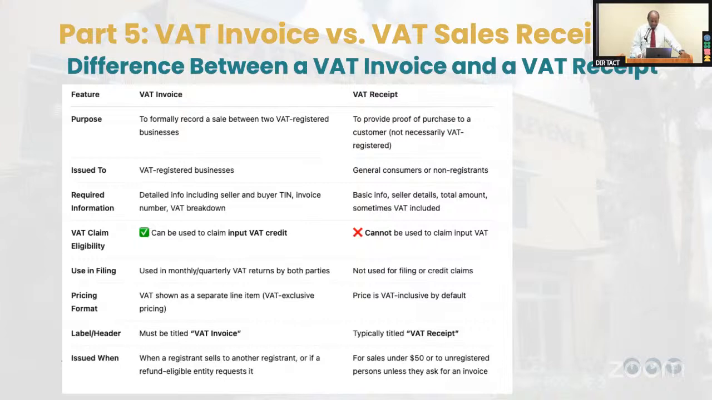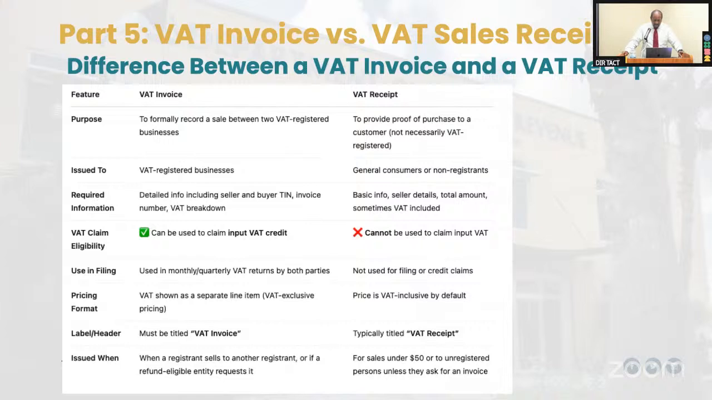In addition to that, the basic information for the seller details may not be included for the buyer, but the seller details need to be there, the total amount, and sometimes the VAT included. The VAT claim can be eligible for a VAT invoice. You cannot use a VAT receipt for a claim. The VAT invoice is also used in the monthly and the quarterly filings. When you're doing your VAT filing, you cannot include any VAT receipt as a part of your VAT filing. That does not count towards your VAT inputs and your VAT outputs at the end of the day. Now, for the receipt, like I said, it's not used for filing or claims.